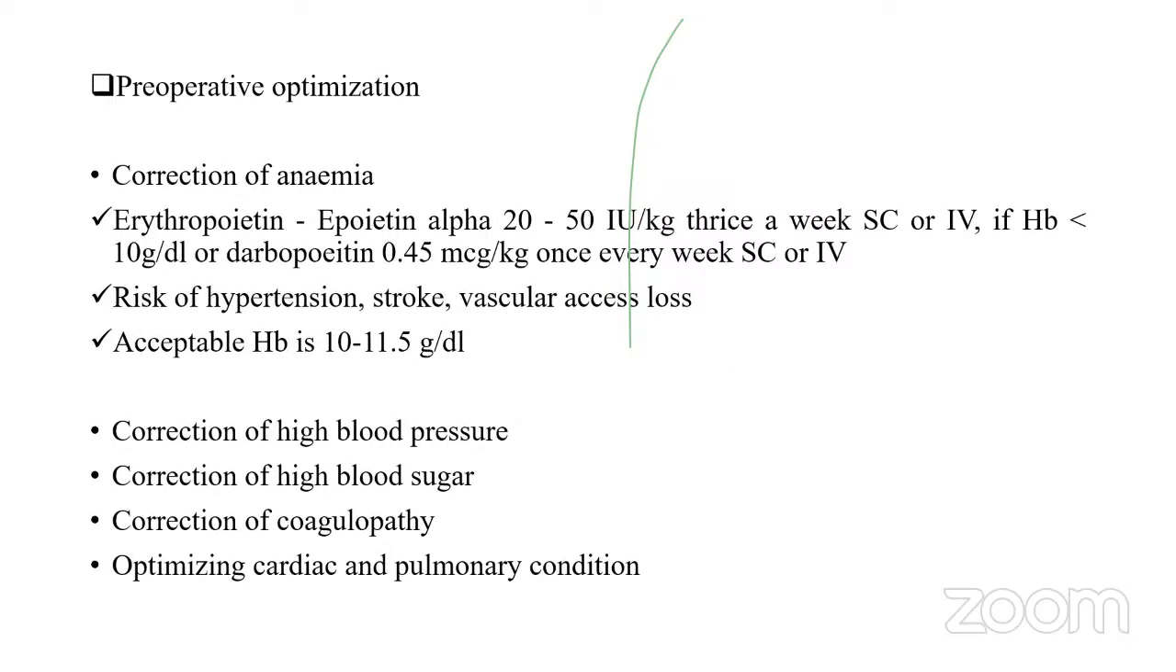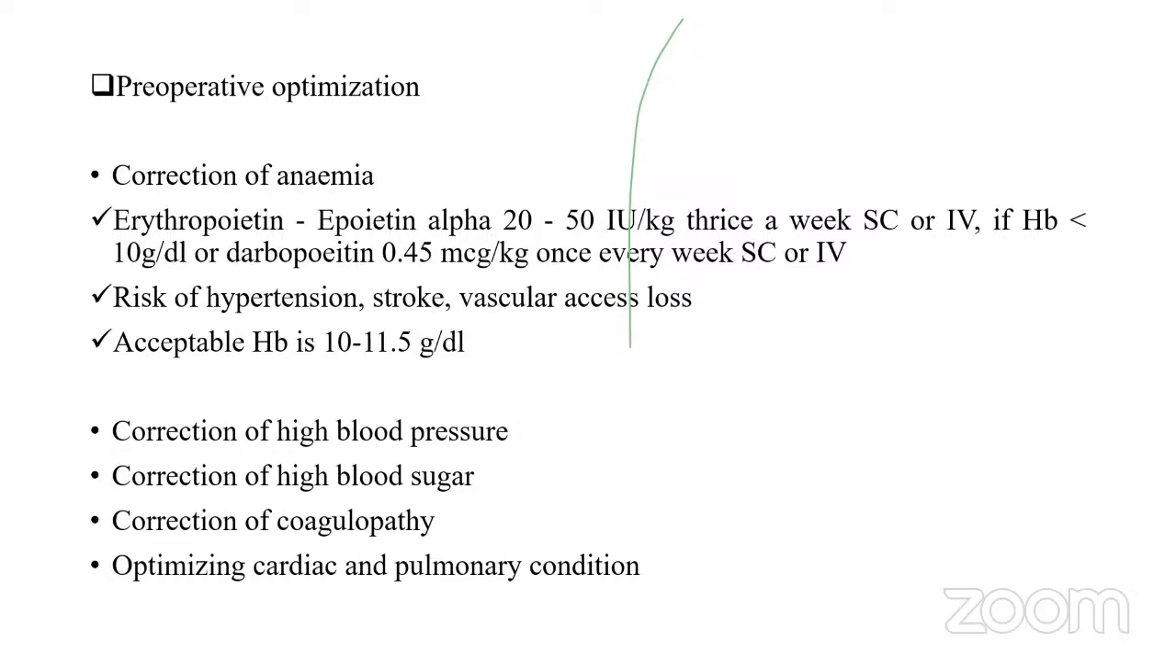Preoperative optimization, correction of anemia. Erythropoietin, epoetin alpha 20 to 50 international units per kg thrice a week, subcutaneous or IV, if hemoglobin is less than 10 milligram per deciliter, or darbepoetin 0.45 microgram per kg once every week, subcutaneous or IV. Risk of hypertension, stroke, vascular accident or more. Acceptable hemoglobin level is 10 to 11.5 gram per deciliter.